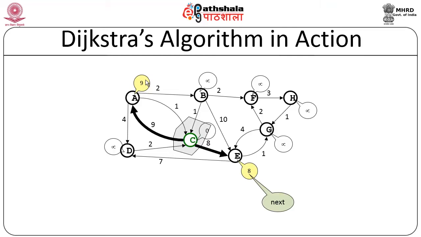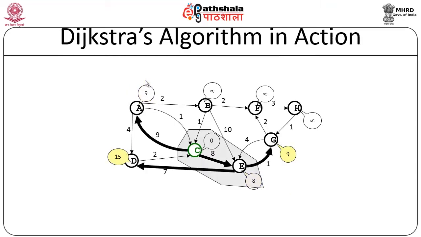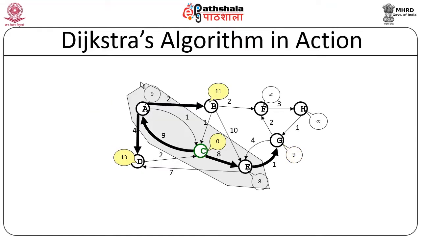So, you select that. Now, from E you could have gone to D, which will give you a value of 8 plus 7, 15, or you could have gone to G, 8 plus 1, 9. So, you will select 9 as the next one in the cloud, and you have a 9 there also. You could have selected this G or A. So, we select that, so that 9 is collected. Now, G is connected to D by 4, so 13, and A is connected to D by 14, and A is connected to B by 9 plus 2, 11.